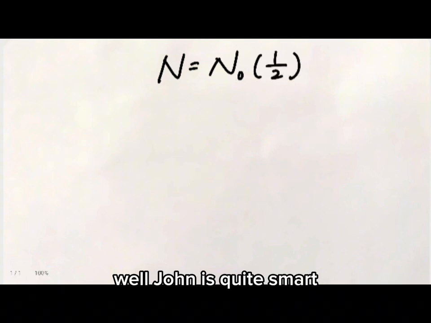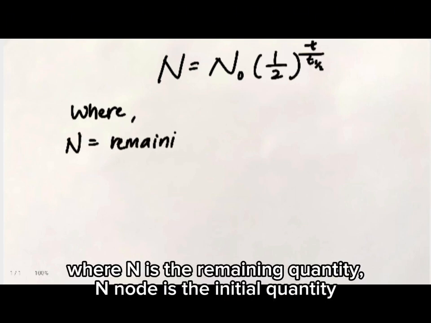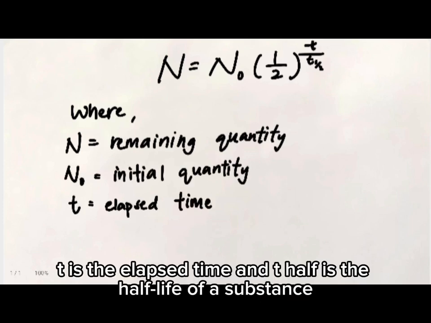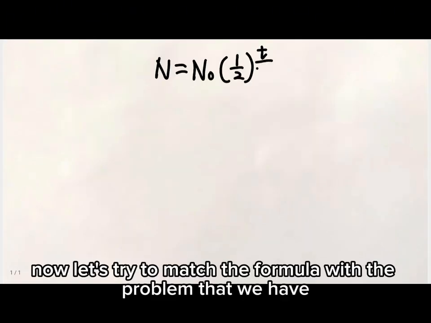Well, John is quite smart, so he uses this formula right here, where n is the remaining quantity, n naught is the initial quantity, t is the elapsed time, and t half is the half-life of a substance. Now let's try to match the formula with the problem that we have.